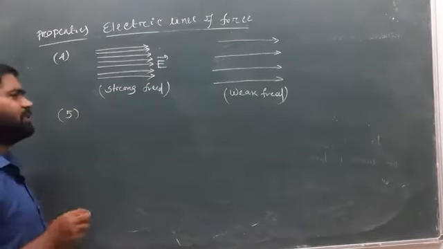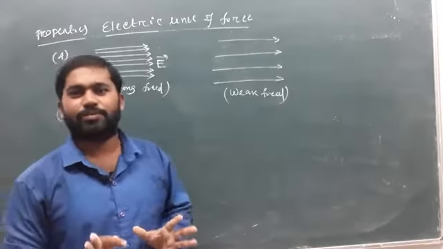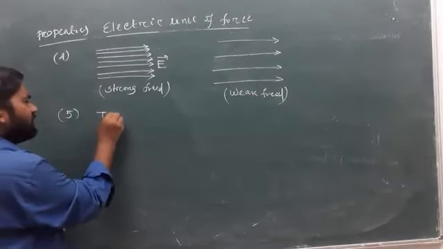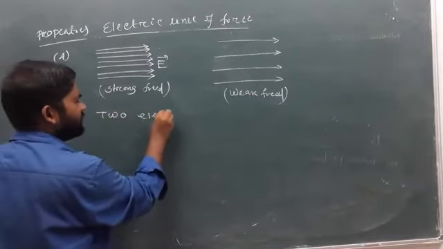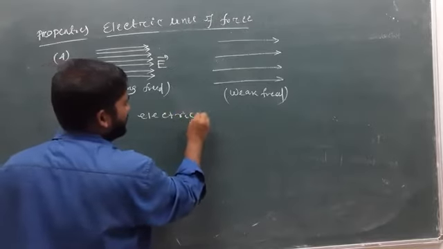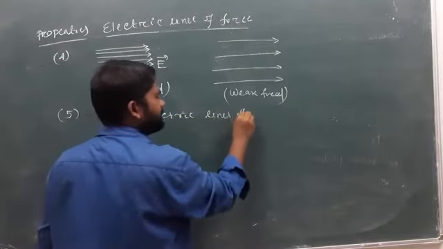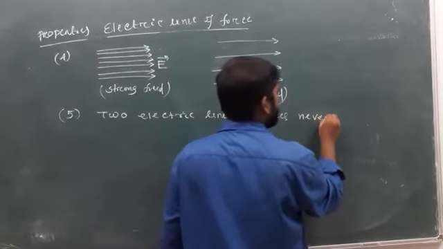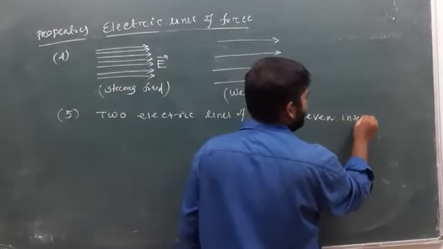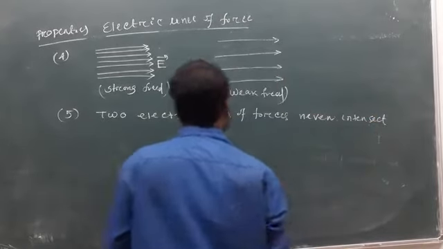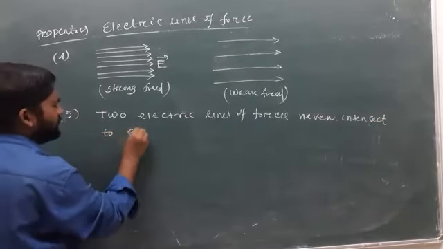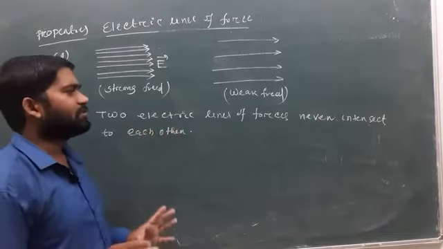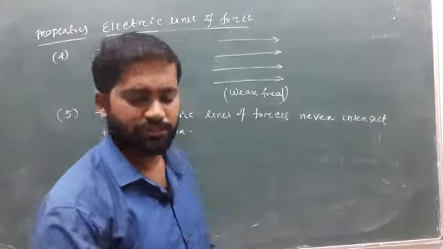Number 5 property, that is the most important property of electric lines of force. Two electric lines of force never intersect each other.